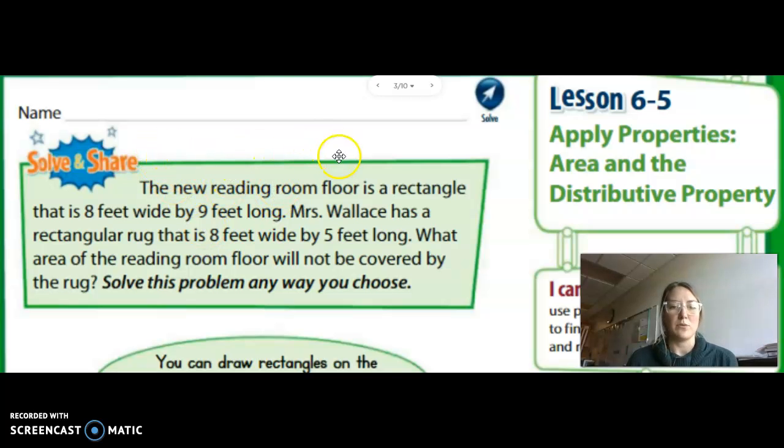The new reading room floor is a rectangle that is 8 feet wide and 9 feet long. Mrs. Wallace has a rectangular rug that is 9 feet wide by 5 feet long. What area of the reading room floor will not be covered by the rug? Solve this problem any way you choose.